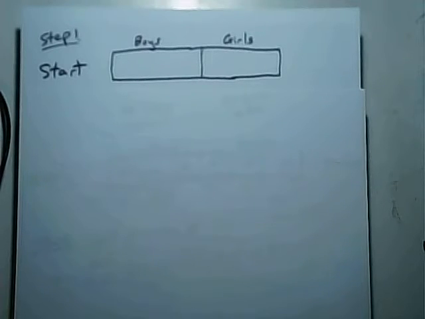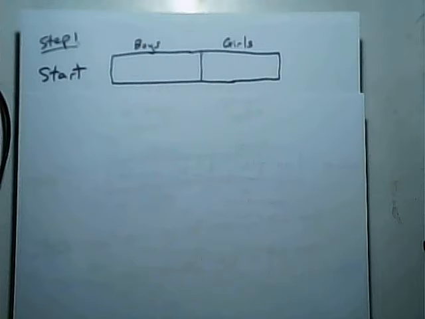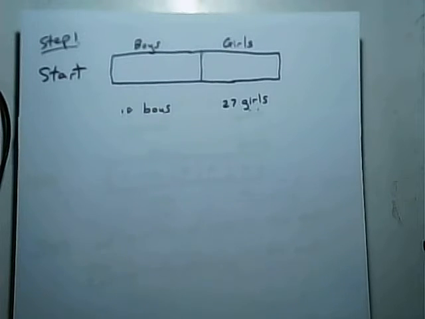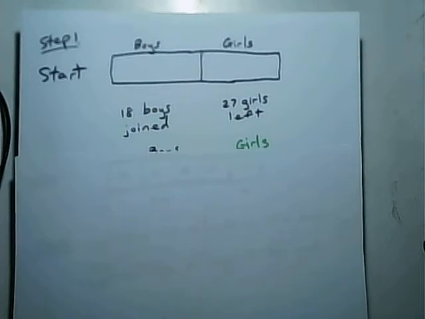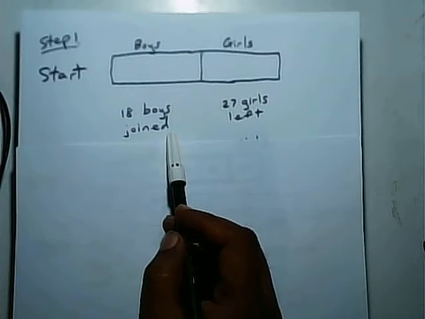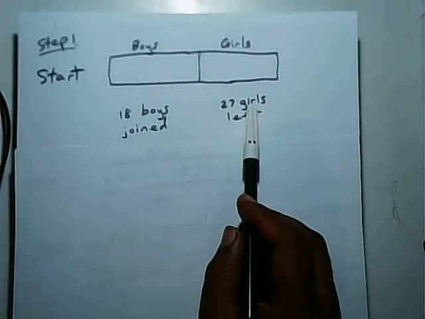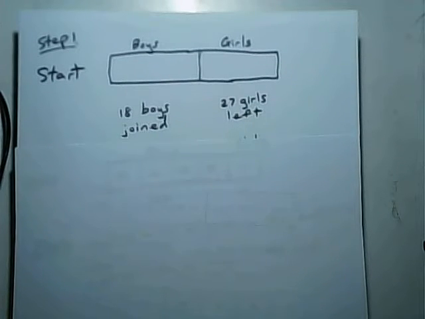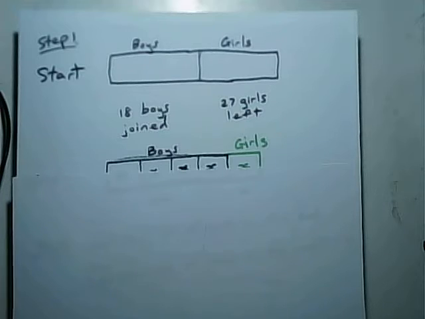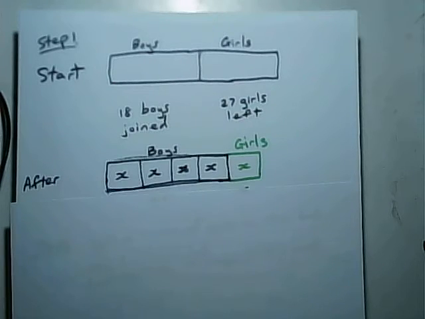Okay, our story starts off with a class with an equal number of boys and girls, and I'm representing it here with this bar. And then we were told that 18 boys joined the class, so now there are more boys than before, and 27 girls left the class, so there are fewer girls than before. So I'm showing it to you here now.